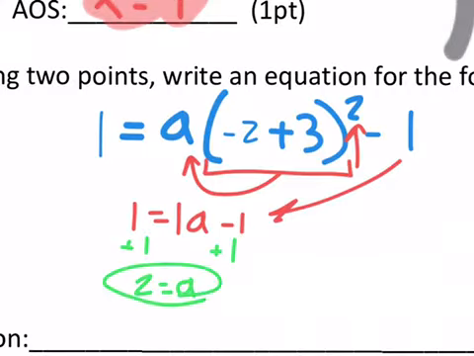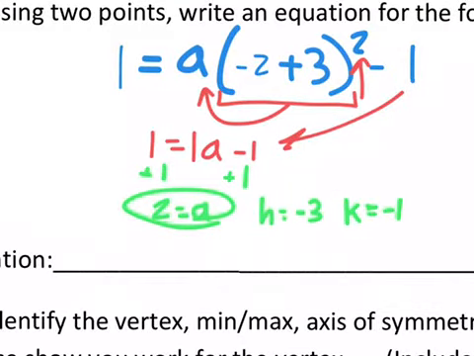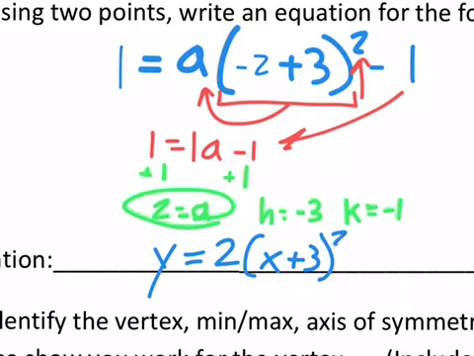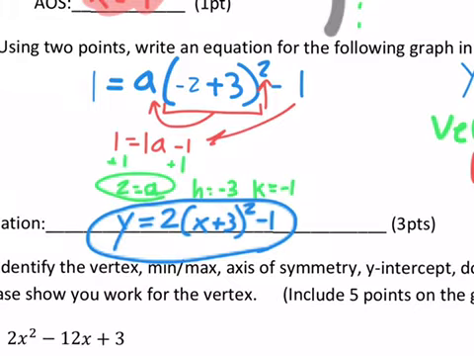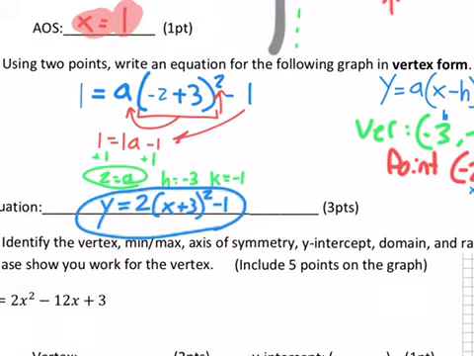So now we know a. We already knew h and k. H was a negative 3. K was a negative 1. Now I can input all of those into my final form. So we'd have y is equal to, my a is 2, x minus a negative 3, and then minus 1. So when we're given a vertex, all we really need to find is that a value. And we find that a value by plugging in the other coordinate point and then solving for a.